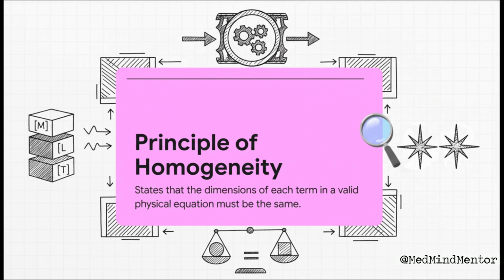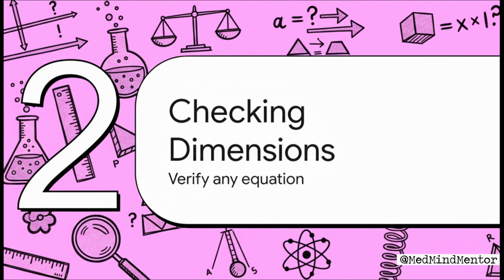But don't let the name scare you. All it's saying is that for any real, valid physics equation, every single piece of it, every term on the left side and every term on the right side, has to have the exact same dimensions. If they don't match, the equation is busted. Simple as that.